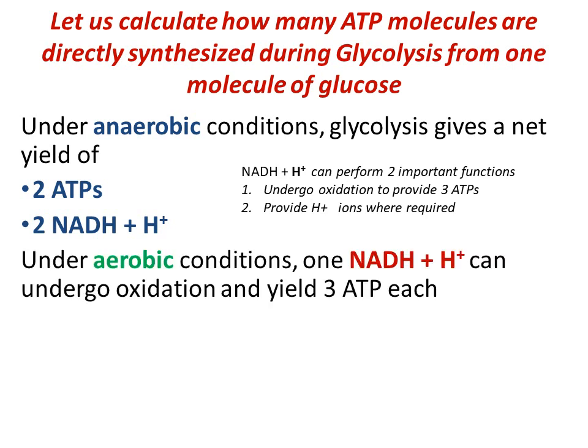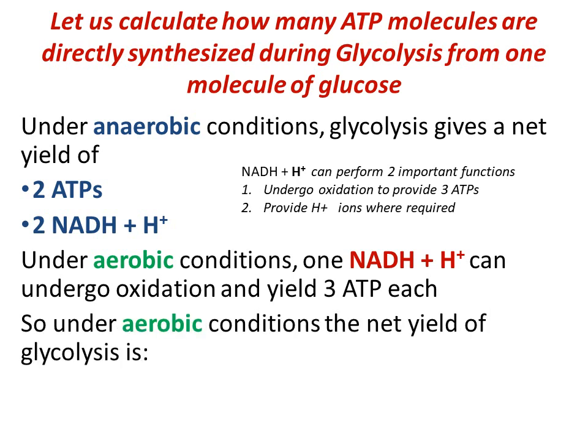Under aerobic condition, when oxygen becomes available, each NADH can undergo oxidation and yield 3 ATP. So under aerobic conditions, the net yield of glycolysis is different. It is 2 ATP and 2 NADH, which will give 3 ATP each. So net gain of 8 ATPs if oxygen is available.